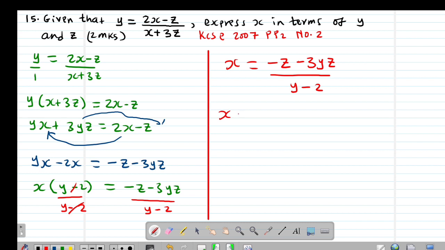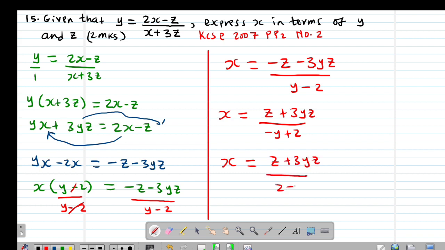Which can also be expressed as, if I decide to multiply through by negative in both the numerator and the denominator, this will be positive z, then this will be positive 3yz, then divided by negative y plus 2, which means that you can also express it as x is equal to z plus 3yz, then divided by 2 minus y. So either this answer or this one are both acceptable answers.